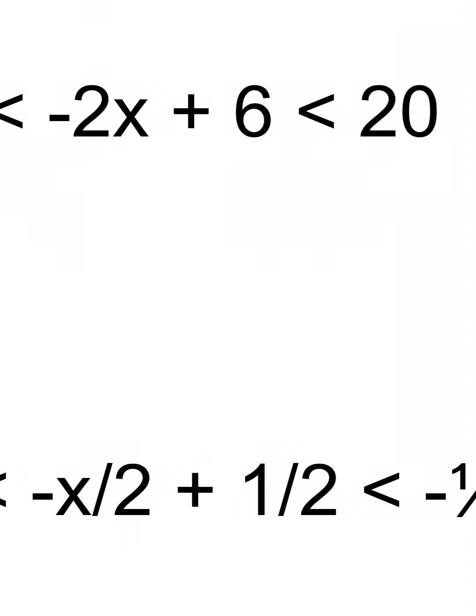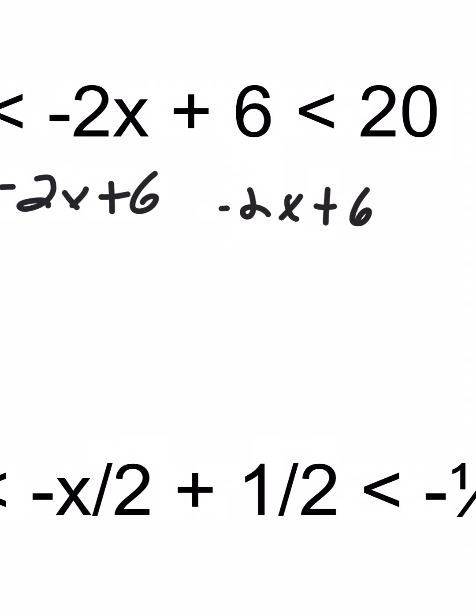Okay, this inequality, we'll split it into two pieces. It's 10 is less than negative 2x plus 6, or negative 2x plus 6 is less than 20. So either way we write it, both are true. In fact, they're true at the same time. It's called a double inequality.